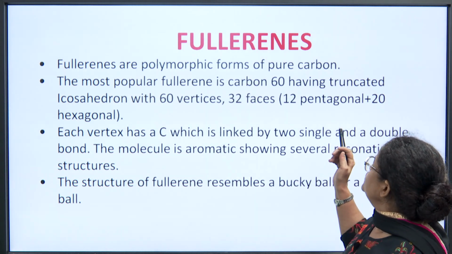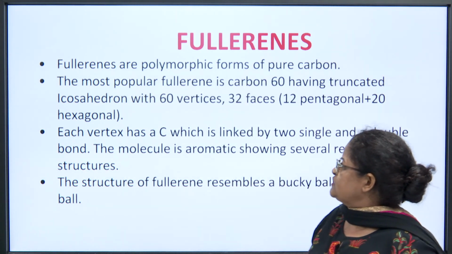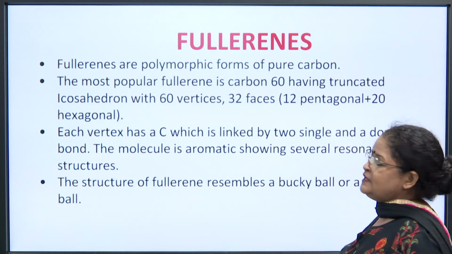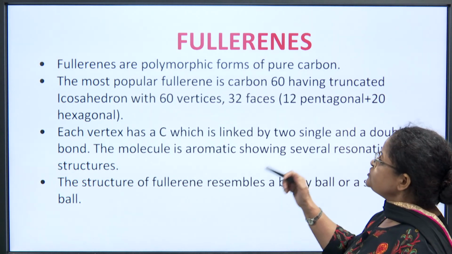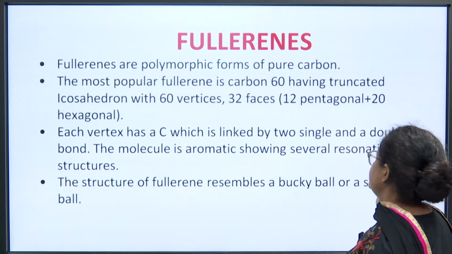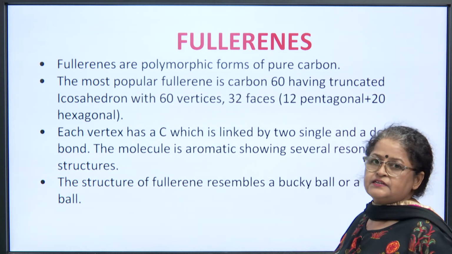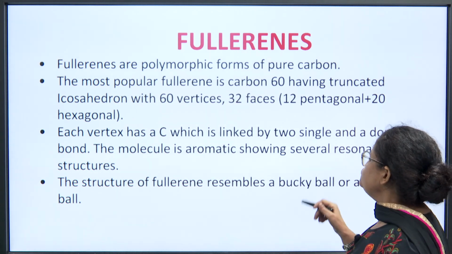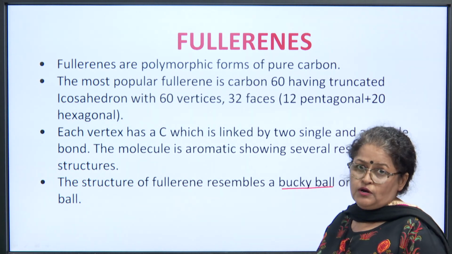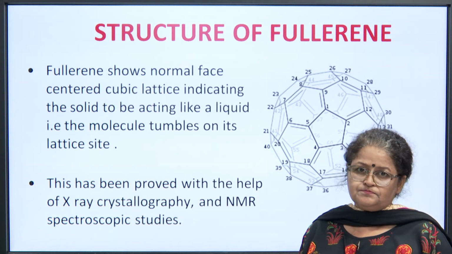The most popular fullerene has 60 carbons in it, which has an icosahedron structure with 60 vertices, 32 faces, 12 pentagonal and 20 hexagonal. Each vertex has a carbon which is linked to two others by two single bonds and a double bond. The molecule is aromatic, showing several resonating structures. The structure of fullerene resembles that of a buckyball or a soccer ball, just like the structure of a soccer ball.